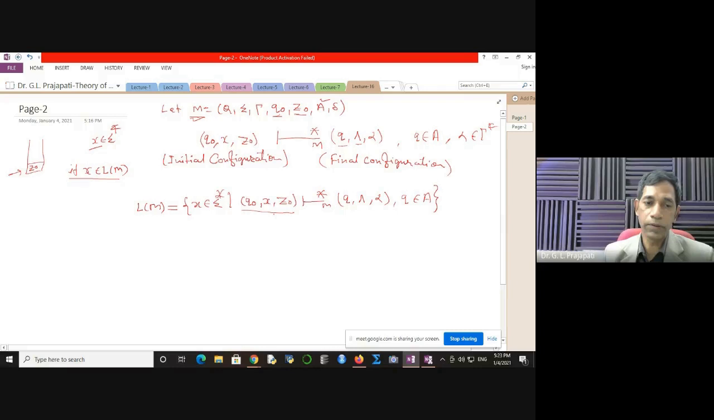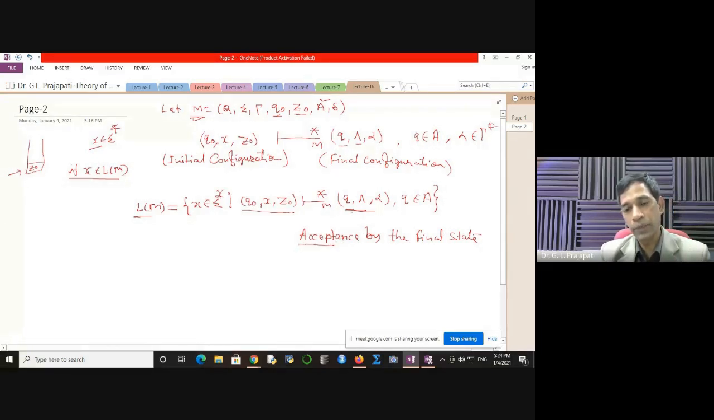So the language of the machine is the set of strings x, taken from the sigma star, such that x is accepted by the machine. And x is accepted by the machine means the machine has to start from the initial configuration for the given input, and it must go to the final configuration. So this is the final configuration. Since we are accepting the strings by the final state, this kind of acceptance is known as acceptance by the final state.